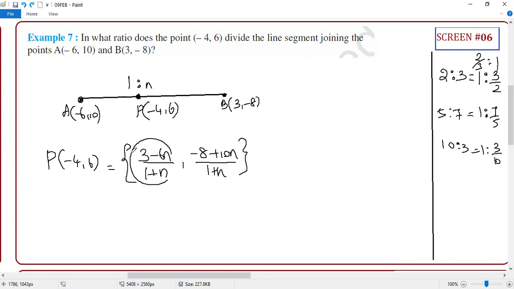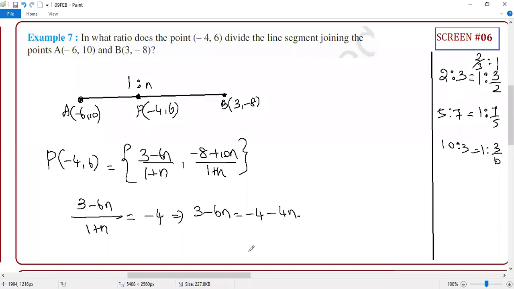So I'm going to equate this to -4. So (3 minus 6n) upon (1 plus n) equal to -4. Correct or not? This part equal to this part. So now what do you need to do? Just cross multiplication. 3 minus 6n equal to -4 minus 4n. Guys, bring this here. What is the answer? Plus 4n.